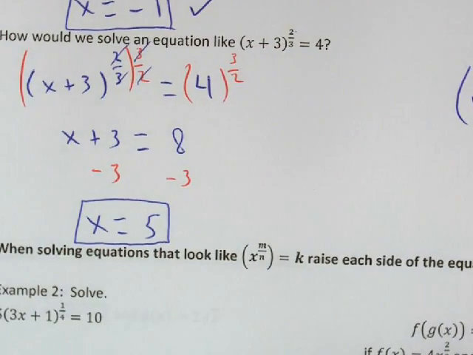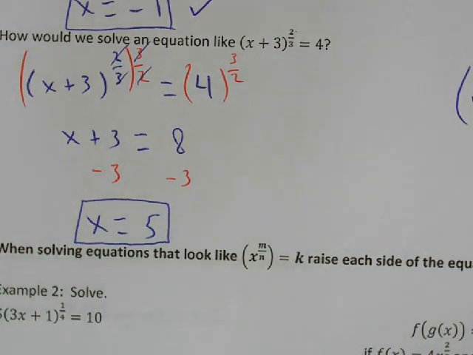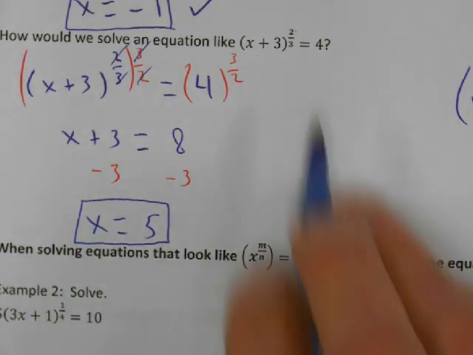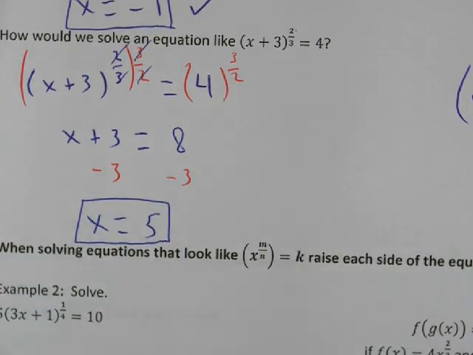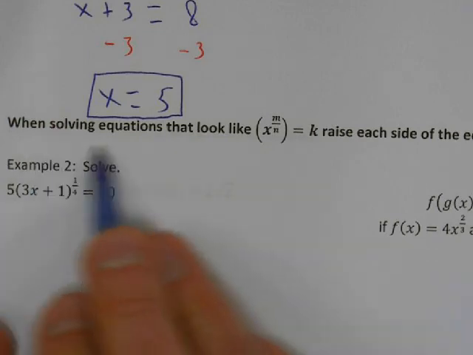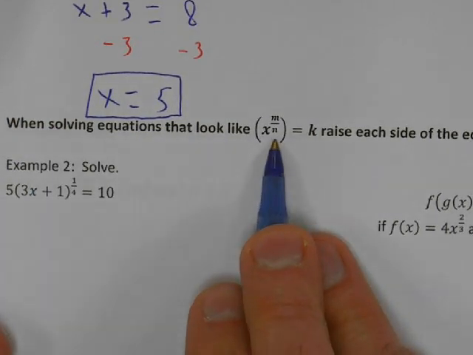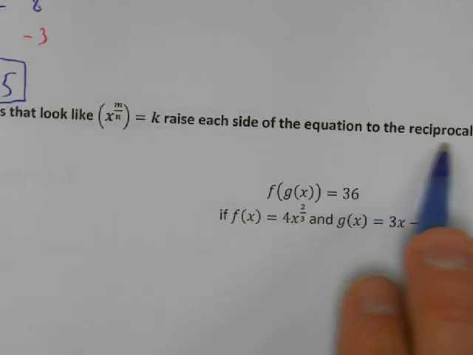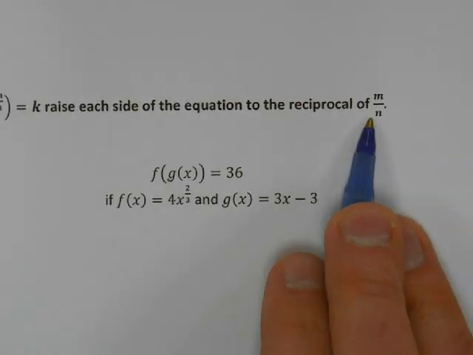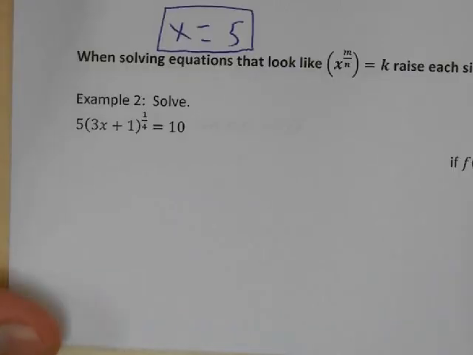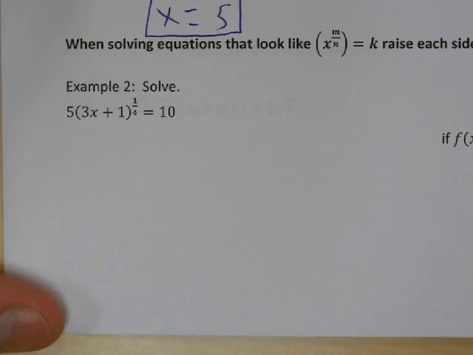Okay. So again, if you're working with something with a radical in it, get the radical part by itself. If you're working with something with a rational exponent, get that part by itself, and then raise both sides to the reciprocal power. All right, and that's what it says down here. When solving equations that look like this, so it has a rational exponent, raise each side of the equation to the reciprocal of your exponent.